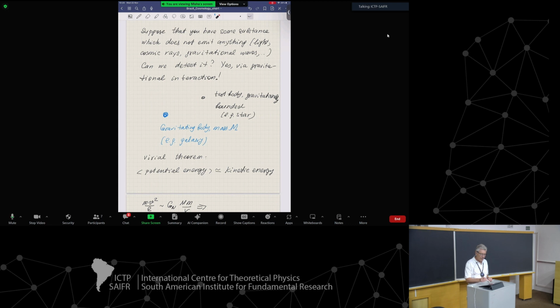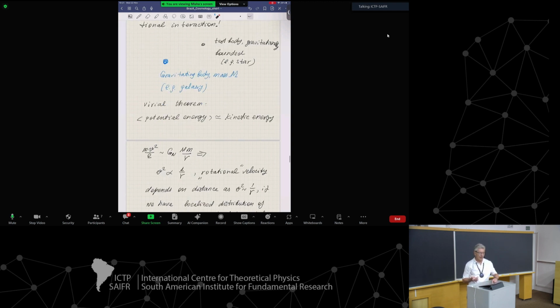If you have some gravitating body with mass M, let's look at some test body. It can be some star which goes around this gravitating body. By observing the motion of this test body, we can estimate the mass which is inside. So how can we do that? This is an elementary estimate.